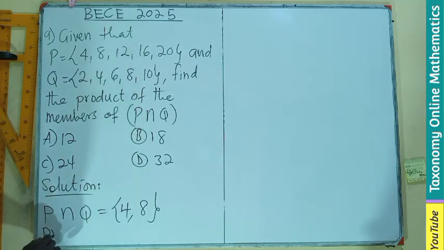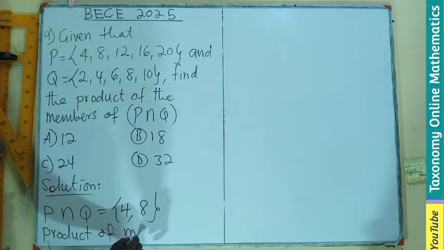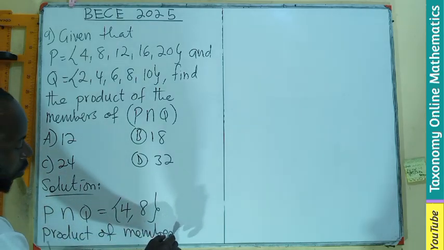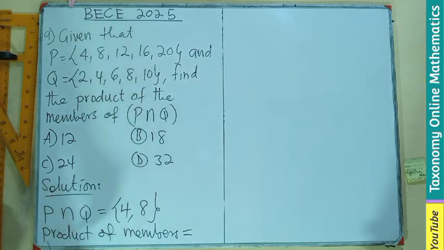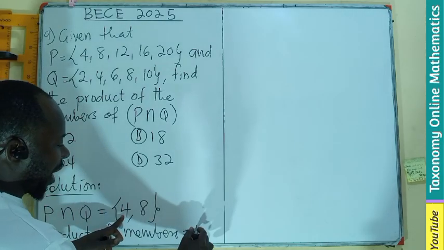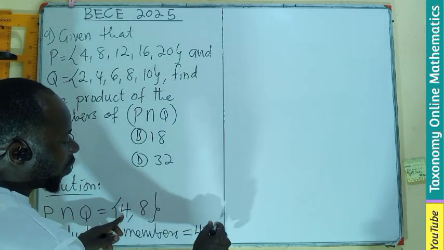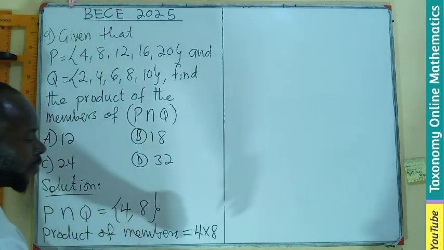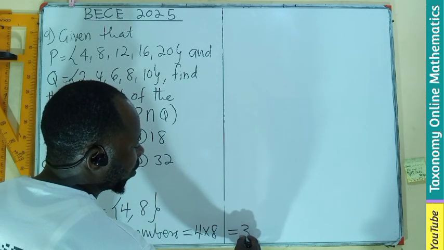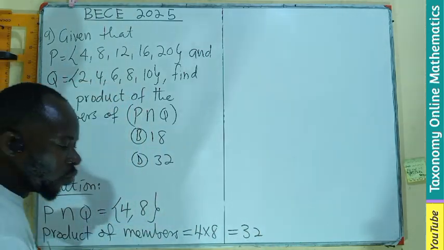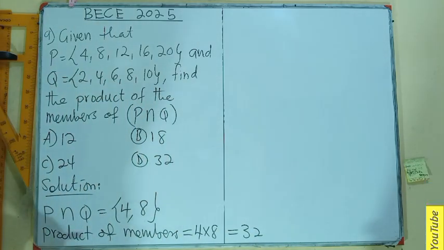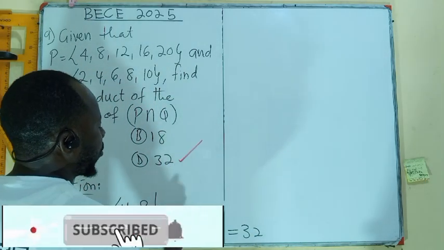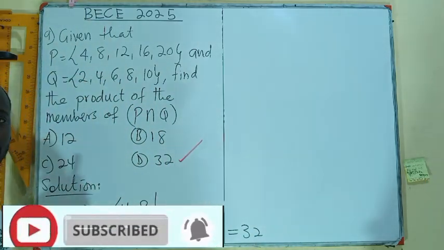Q. So product of members, meaning we are to multiply the 4 by what? 8. And if you multiply 4 by 8, you should be getting what? 32. So let's see if the option we have is in the possible answers. And that will be the option what?